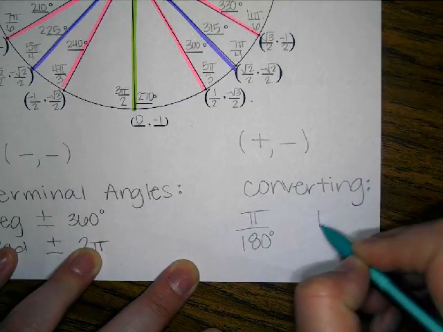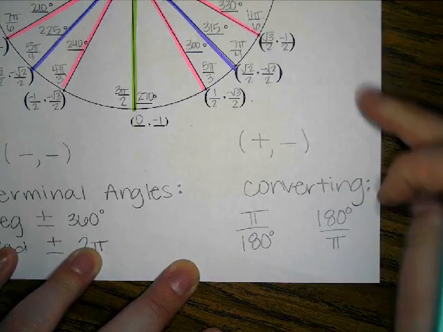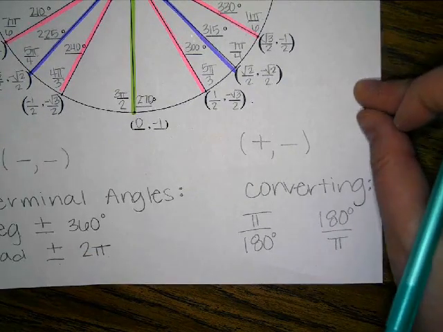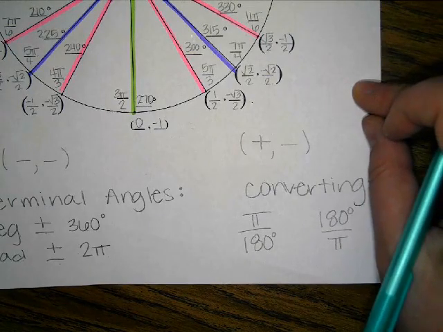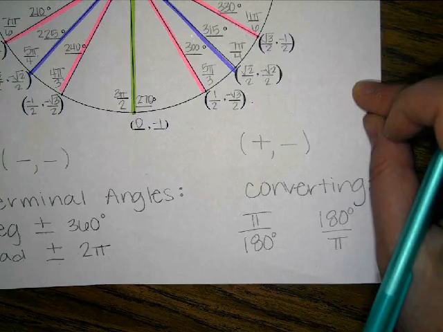So 180 degrees and pi are considered to be equivalent. They're the same measurement, they're just in two different units. One's in the units of radians, one's in the unit of degrees. And you can see that they're equivalent because if we look on the unit circle, pi and 180 degrees are in the same spot. So they're equivalent measurements. Okay, so what we're going to do now is flip this over. We're going to do some examples on the back.